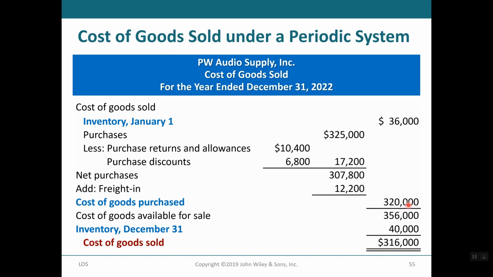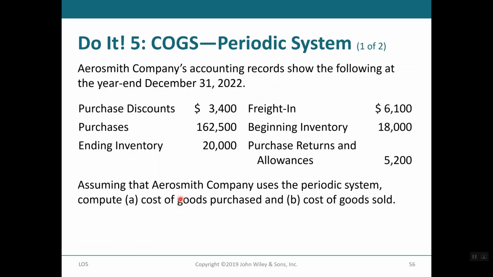So maybe in an objective test, they could tell you to calculate the cost of goods purchased, or they could tell you to calculate the net purchases. Or they tell you to calculate the cost of goods available for sale, or calculate the cost of goods sold. So you want to have these memorized and understand this particular slide, just in case you see it in the test, so you're able to handle the question.